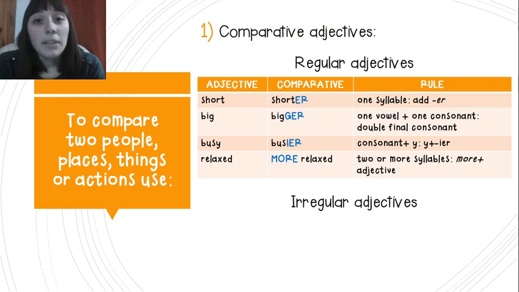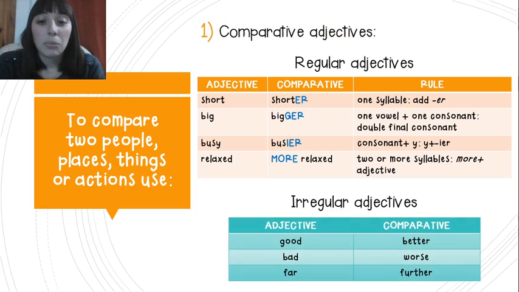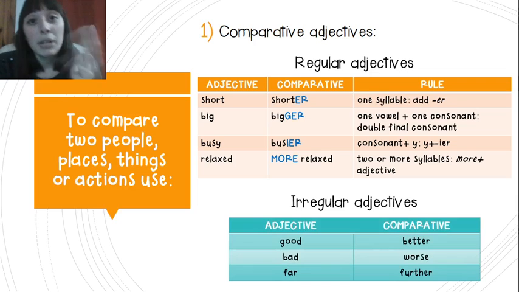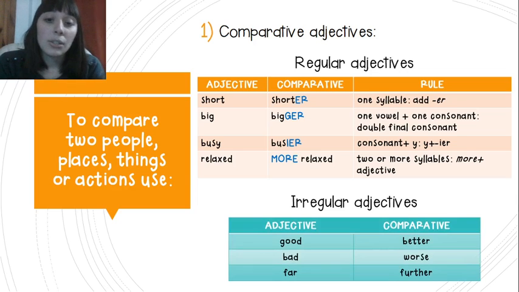And we also have irregular adjectives, which are the ones that change completely. For example, there we have the three most common ones: good, that turns into better, bad, that turns into worse, and far, that turns into further.